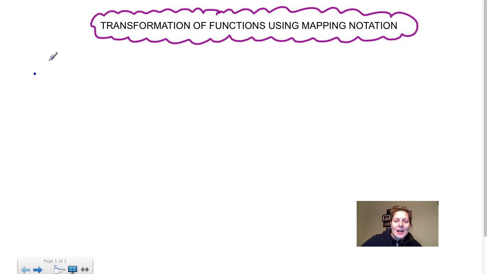This video is going to help us transform functions using mapping notation. I'm going to give you just any generic function, and we're going to call it y equals f of x. And that can represent any function. When we say a transformation, what we do is we change this function. It keeps its general shape, but we change it either by moving it left, right, up, down, by stretching it or compressing it. And the new function can have changes in it.